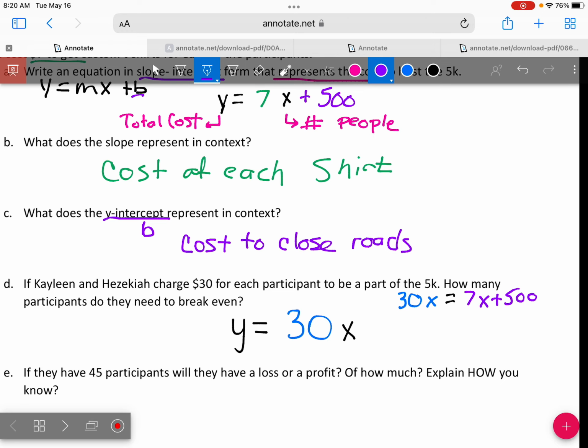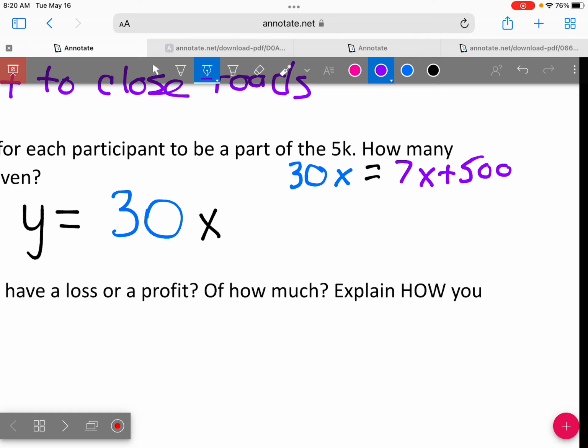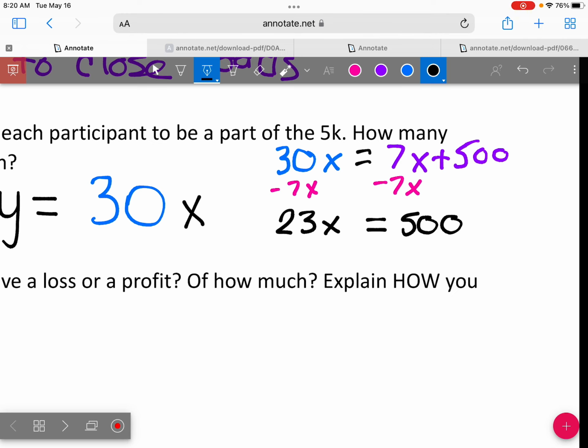To figure out where they break even, we want to find out where they equal each other. What do we do to solve this? How do I find out what x is? Subtracting 7 from 30. Yeah, we're going to take our 7x from both sides. That gives us 23x equals 500. How do I find out what x is? Divide by 23 and we get that x is 21.7.